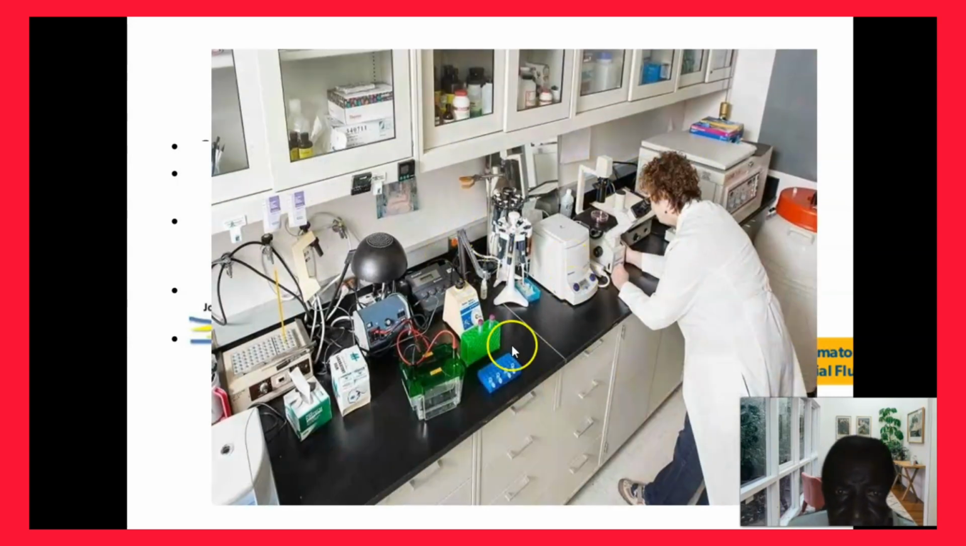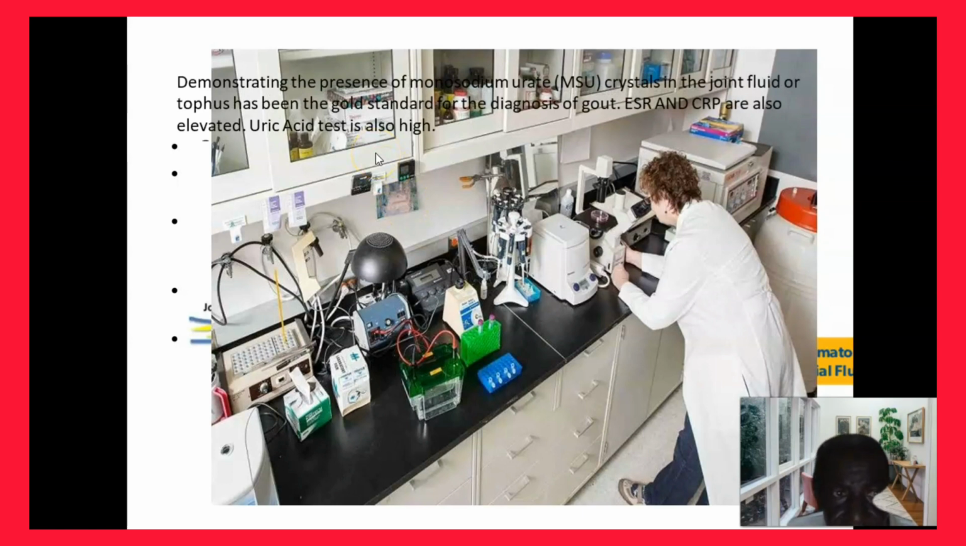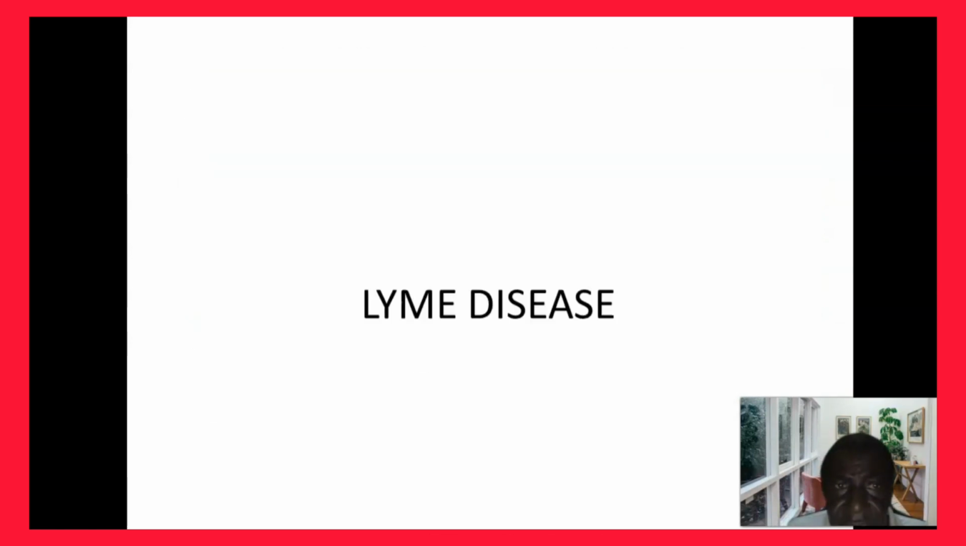The laboratory is a place where the test for the cause could be done, demonstrating the presence of monosodium urate crystals in the joint fluid or tophus as being the gold standard for the diagnosis of gout. We could also do ESR and CRP, which are also elevated. They have high levels. The uric acid test is also high. So that is how we confirm it in the lab.